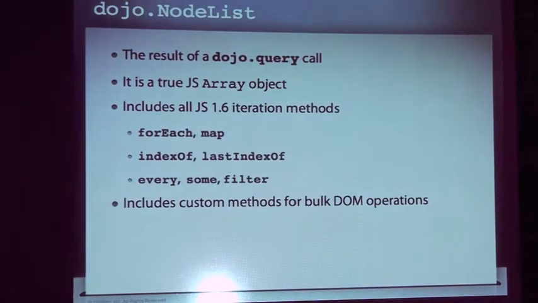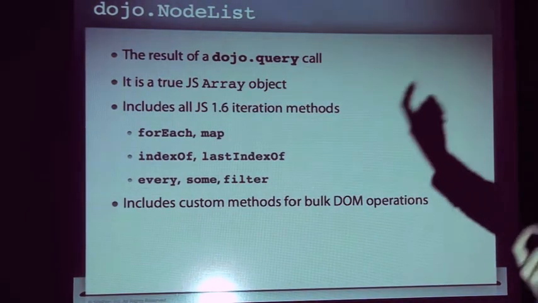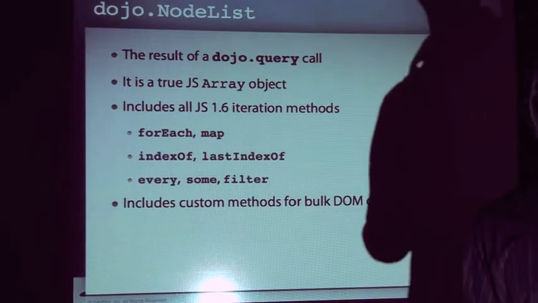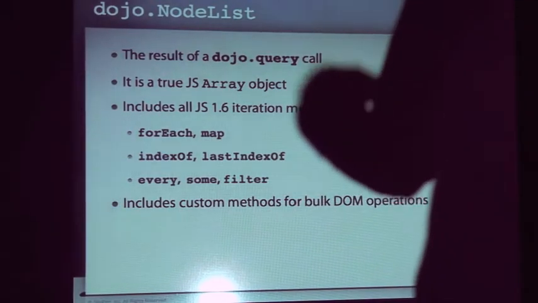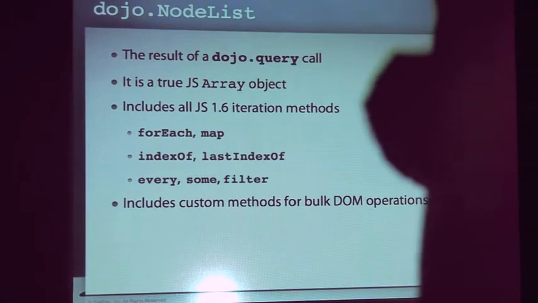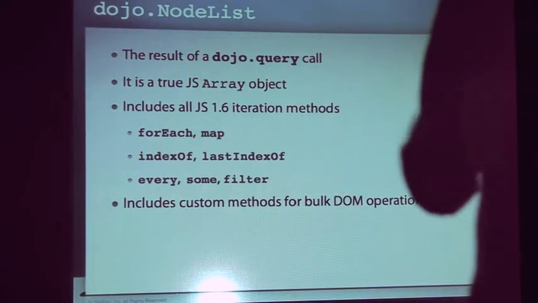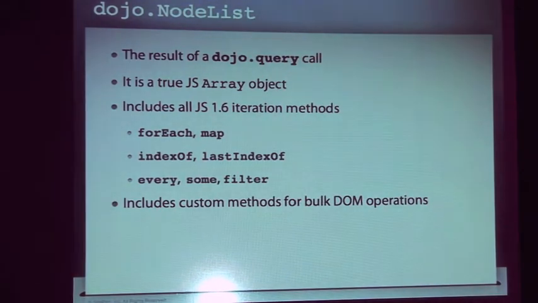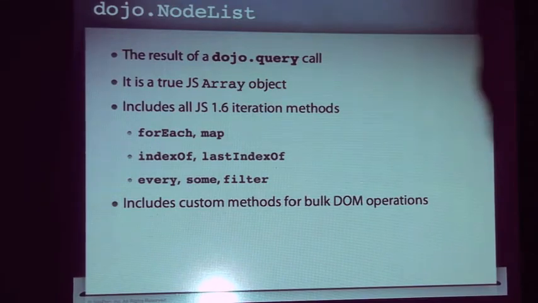So the result of a dojo.query is what we call a NodeList. The cool thing about a NodeList is it has its own API, and not only does it have its own API, but it's also extendable. So you can actually create your own bulk operations on these node lists. It has all the standard methods. It returns a true JavaScript array. It's got forEach, map, indexOf, lastIndexOf, every, some, all that stuff.